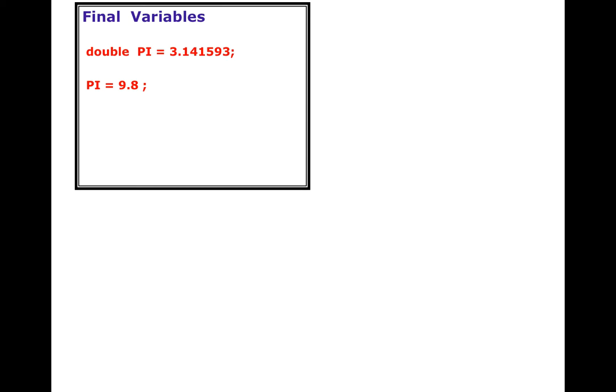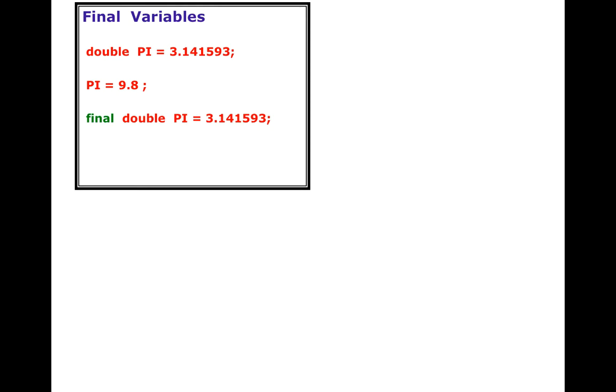My answer is valid. See, the thing is, pi is a variable, and a variable is something whose value can be varied. So if I change the value of pi to 9.8, this is valid, no problem. But let's say instead of writing this statement, now I write this statement.